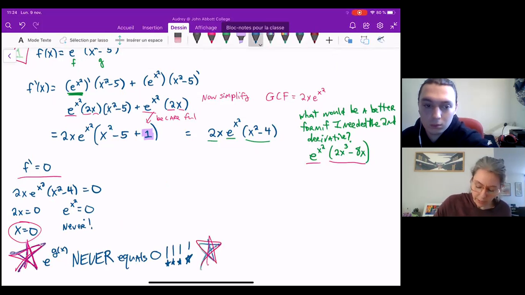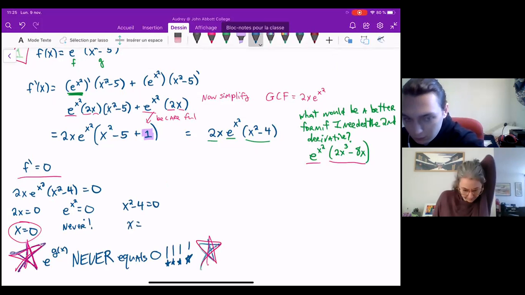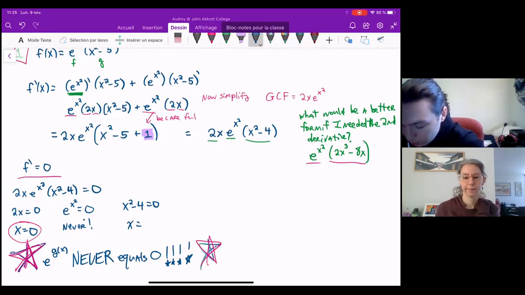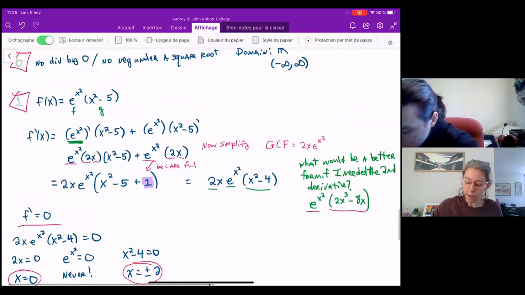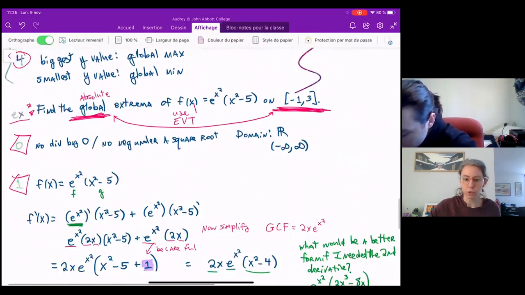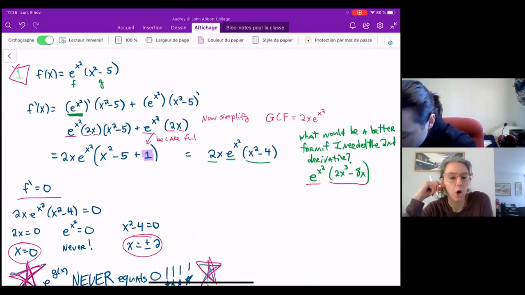And then I'm doing x squared minus 4 equals 0. When does that happen? Plus or minus 2. Oh, yeah, you got it. So I got 3 critical values, but I only care about the ones that are on my interval between -1 and 3. How many are on my interval?